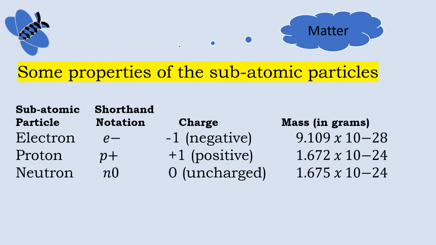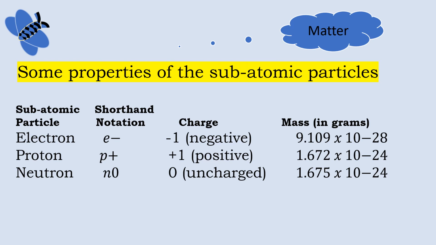The second subatomic particle is the proton. The shorthand notation of the proton is p+. The charge of the proton is +1, or positively charged, and the mass of the proton is 1.672 times 10 to the -24th power in grams.